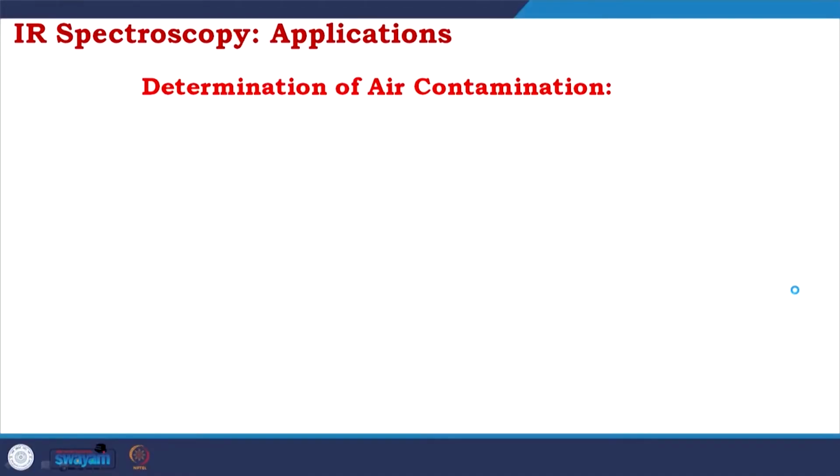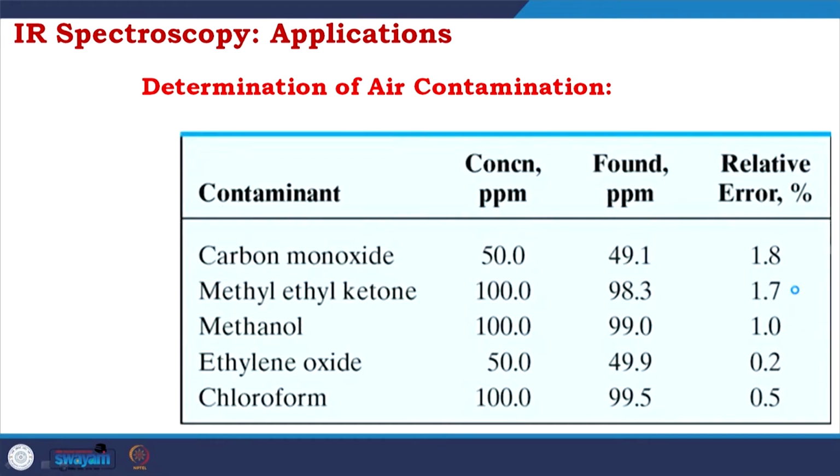Determination of air contamination. So, if you see the data, we have carbon monoxide, methyl ethyl ketone, methanol, ethylene oxide, chloroform, and you get the concentration in ppm, you find the presence, and from there you could calculate how much air contamination happened.